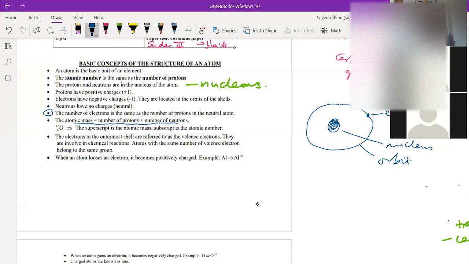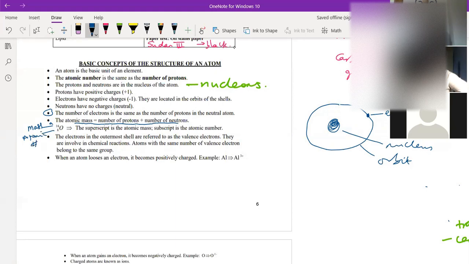And how do we write these out? So every element has a symbol. So let's take something like oxygen. O is oxygen. Oxygen, O. And then you have these numbers here. This subscript is the atomic number and the superscript is the atomic mass. So they write it like this, this atomic mass here. And then this atomic number. And they write it like this.